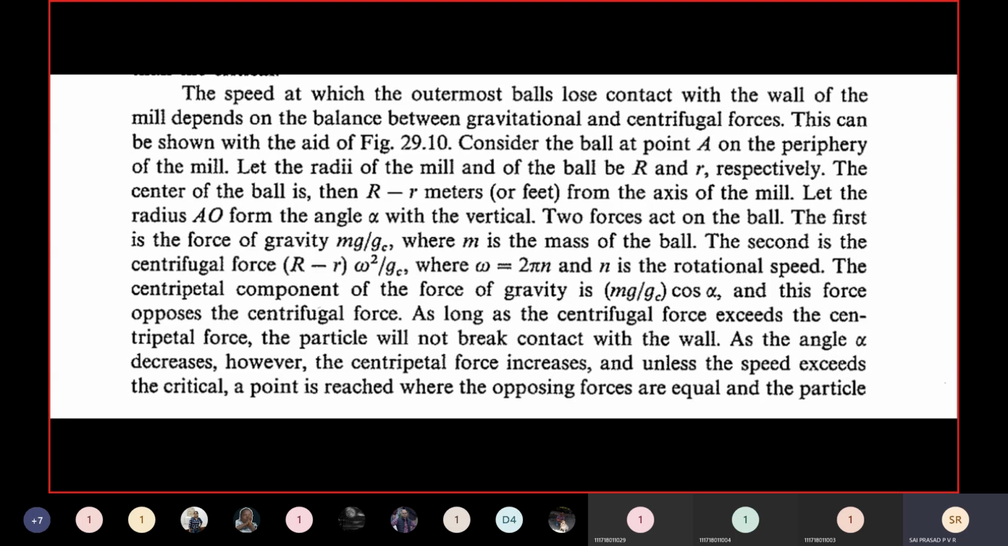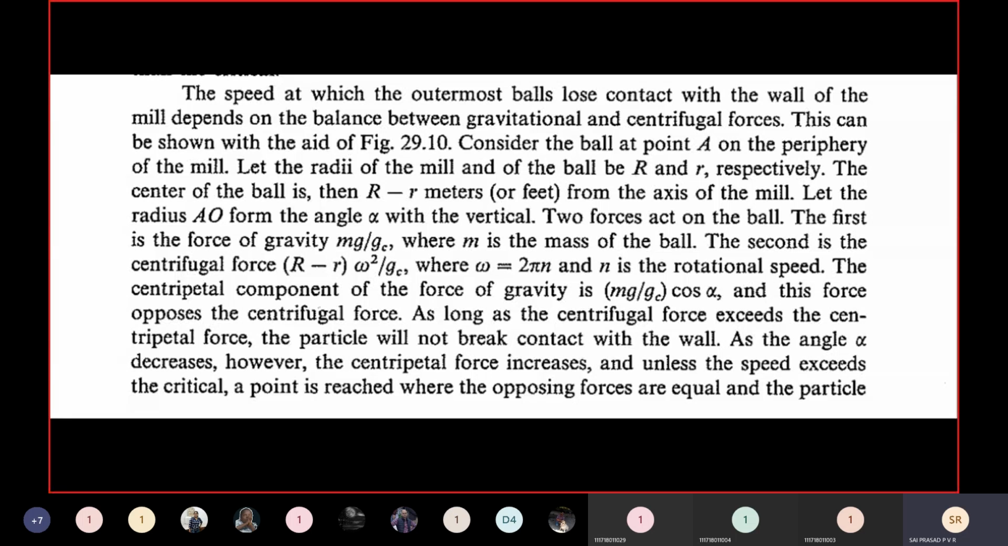Consider the grinding medium, or the ball, at a point A on the periphery of the mill, because the spherical ball will be moving along the guided path of the container, the cylindrical portion. Hence he is using the word periphery of the mill. Let the radii of the mill and the ball be R and r. Capital R is the radius of the mill and small r is the radius of the grinding medium. So the center of the ball is then R minus r meters from the axis of the mill. Let the radius AO make an angle alpha with the vertical, as we have seen just now.